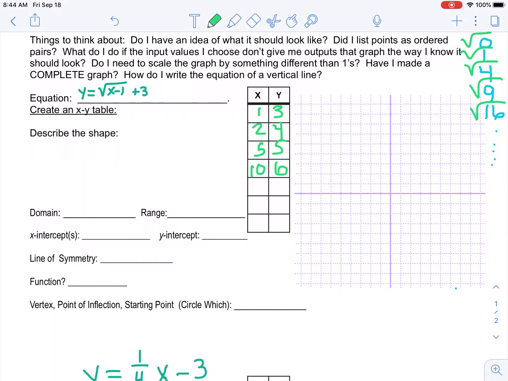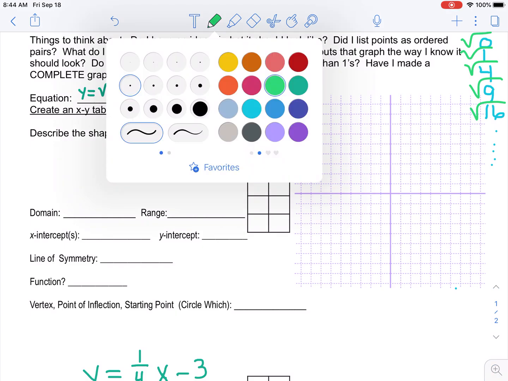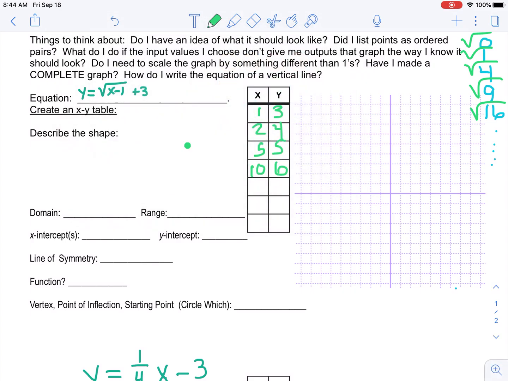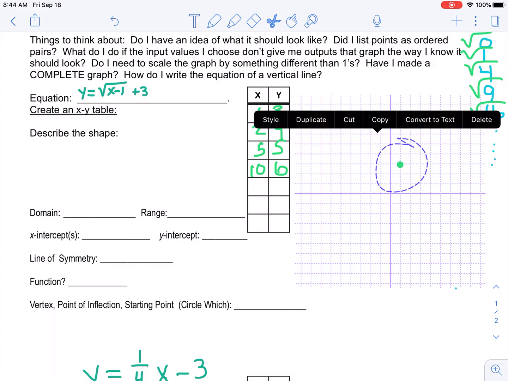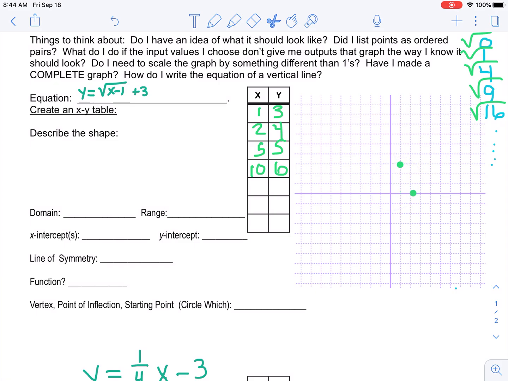So let's graph. Let's see if I can graph nice and neatly. A student taught me this once. All right, so I'm going to graph the point 1, 3. So 1, 1, 2, 3. There we go. Let's duplicate that. And then I'm going to graph the point 2, 4: 1, 2, 3, 4.